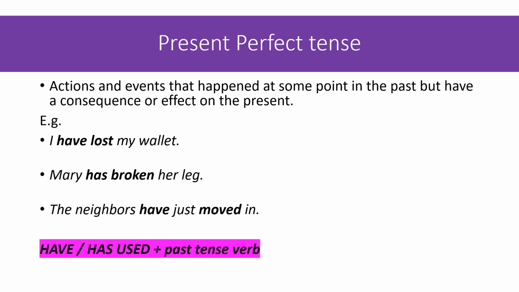Let's look at the present perfect tense now. So these are actions and events that happened at some point in the past, but the consequences or it has an effect on the current present. So, I have lost my wallet. Mary has broken her leg. The neighbors have just moved in. So a way to remember it is have or has plus your past tense verb.